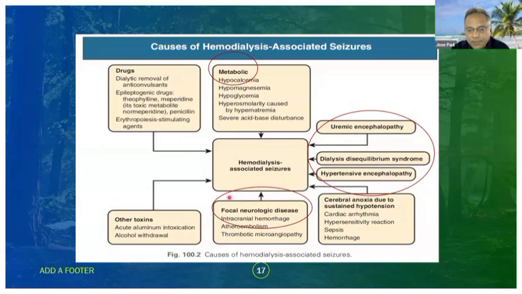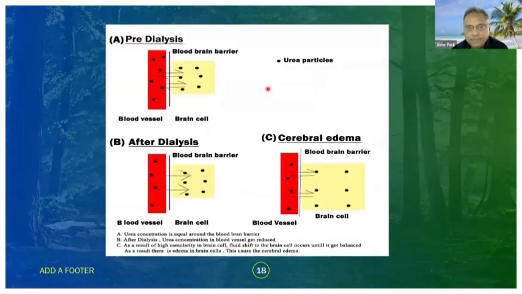Then you have to rule out a focal neurological disease, like the patient can have an intracranial hemorrhage. That has to be ruled out. Then all the metabolic causes have to be ruled out, like hypocalcemia, hypomagnesemia, and hypoglycemia. Of these, the most important one is hypoglycemia. So check the blood sugar as early as possible.